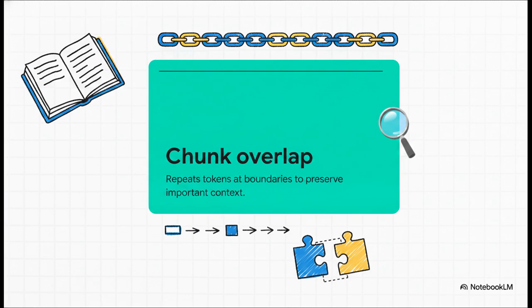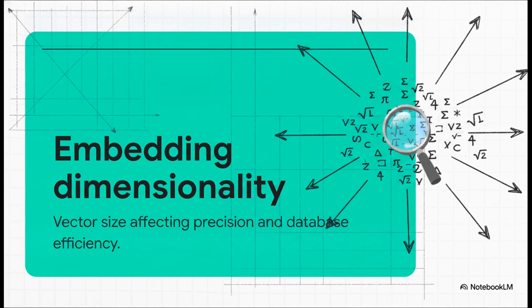Moving seamlessly from that, we have chunk overlap. Imagine cutting a book up into paragraphs. What happens if a totally crucial thought starts at the very end of paragraph 1 and finishes in paragraph 2? You'd lose it, right? Chunk overlap fixes this by literally repeating a set of tokens at the chunk boundaries. It acts as the connective tissue that stops crucial information from falling through the cracks between segments, preserving the important context across your database.